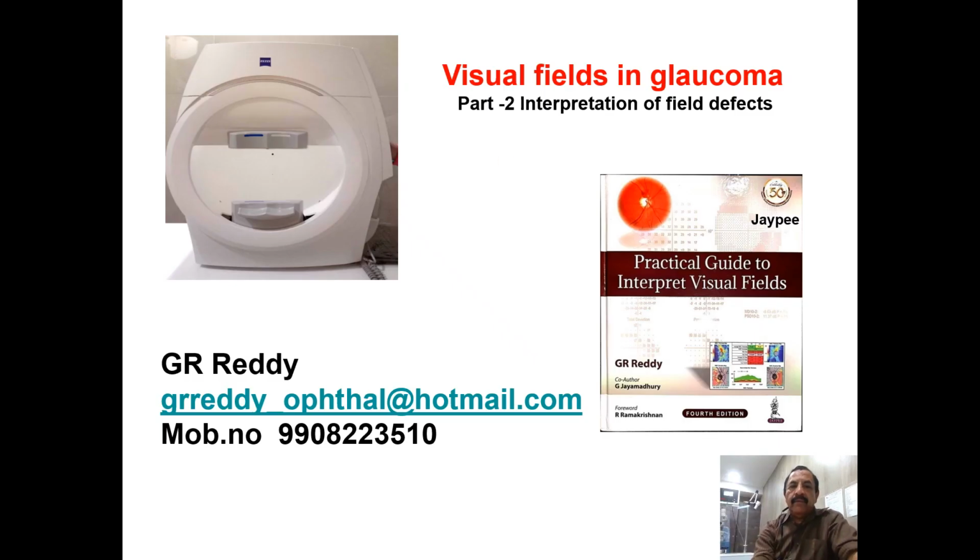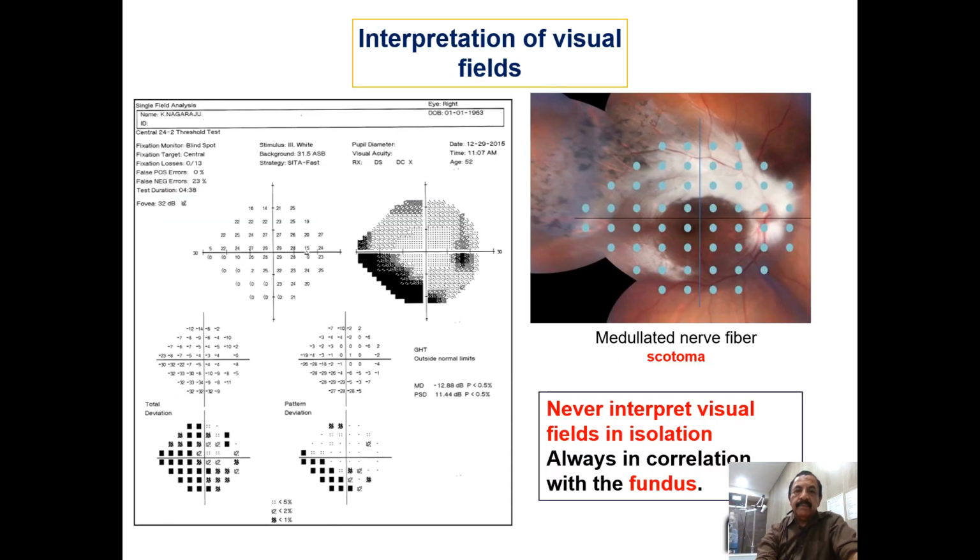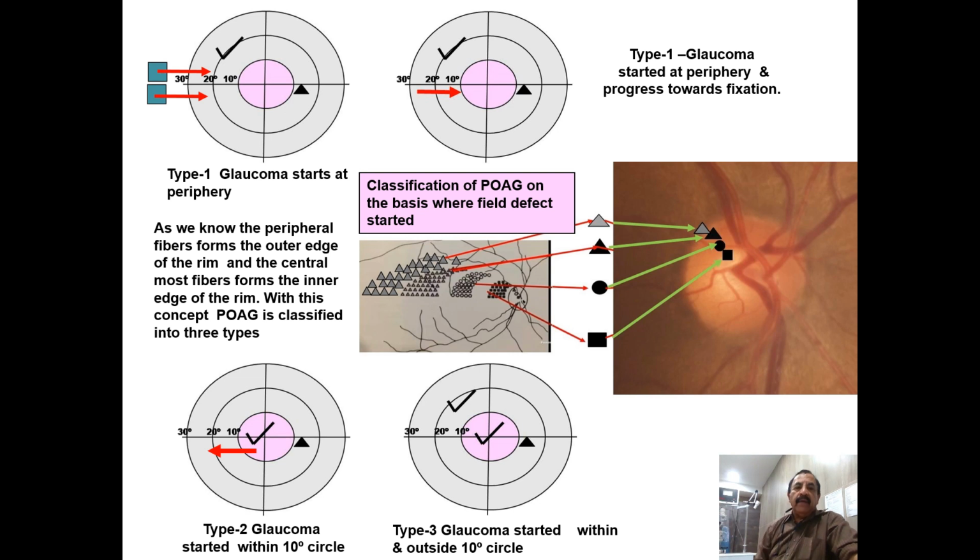In this part, I will be talking about interpretation of visual fields. Never interpret visual fields in isolation. It should always be correlated with the fundus. I developed a perimetry-based classification for PYAGs, and this classification is very useful to set the target IOP and also to have proper baseline fields for progression analysis.